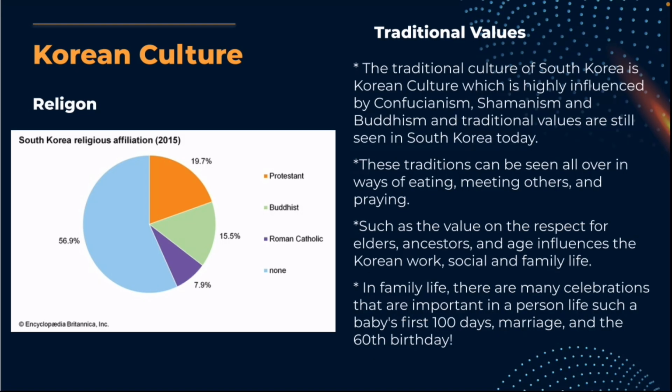First, we're looking at the traditional values, one of the most important parts of Korean culture since it affects the everyday life of somebody who lives in South Korea. So these values are influenced by Confucianism, Shamanism, and Buddhism. And it's mainly the beliefs that are affecting the traditional culture. And even though these are all religions, they don't really play a huge role in religion in South Korea, because if we look at the graph, we cannot see Confucianism or Shamanism. And we do see Buddhism, but it's a very small percentage of 15.5%.